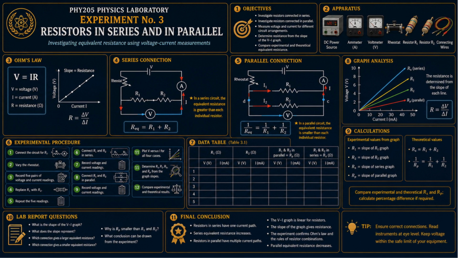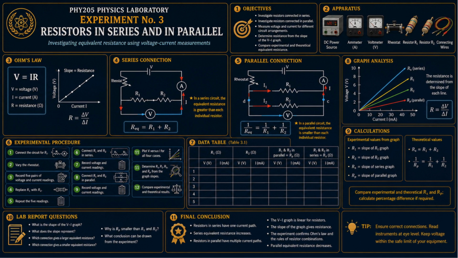3. Ohm's law: V equals IR, where V equals voltage in volts, I equals current in amperes, and R equals resistance in ohms. 4. From the V-I graph, slope equals resistance: R equals delta V over delta I.